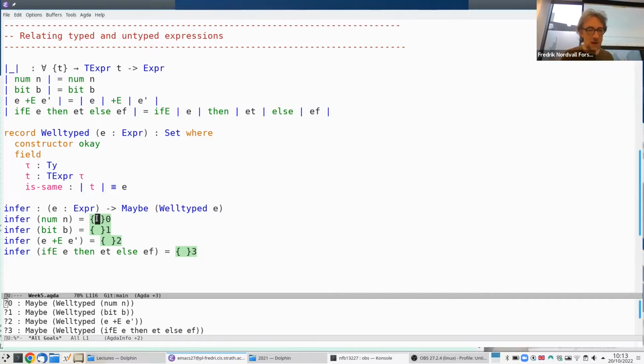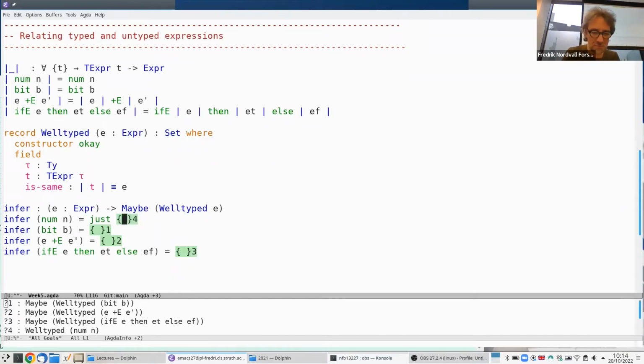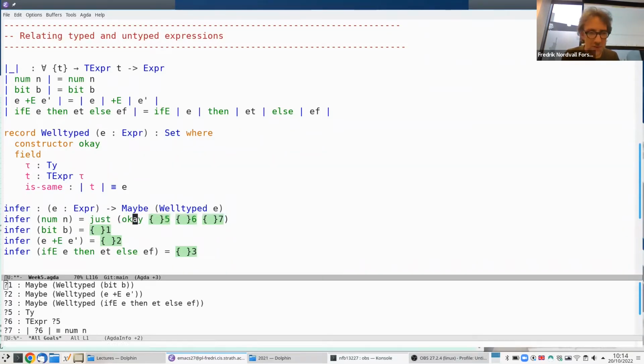Okay, so now, interesting questions include what style I should adopt with records here. I've given you a constructor, so I think you should use the constructor. Okay, so we've got a number. Do we think it's well typed? Yeah, it's going to be well typed. So I say, let's say just okay. Okay, I've got to say just. Refine is happy.